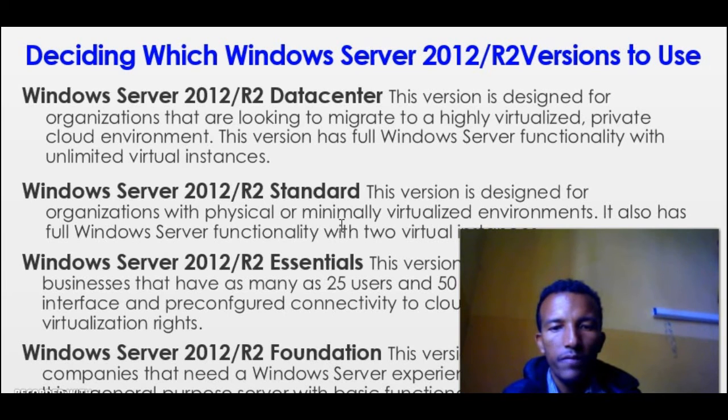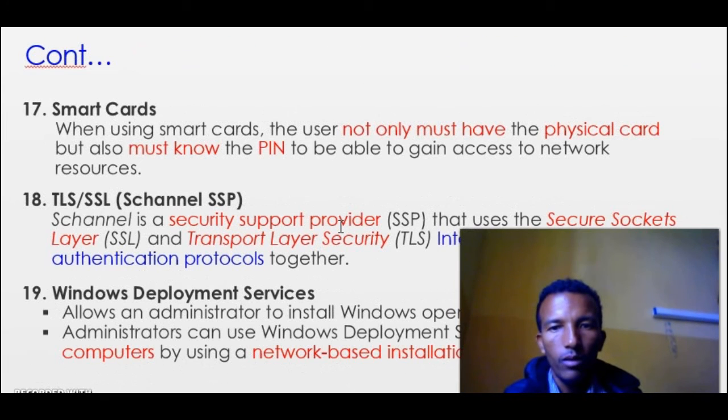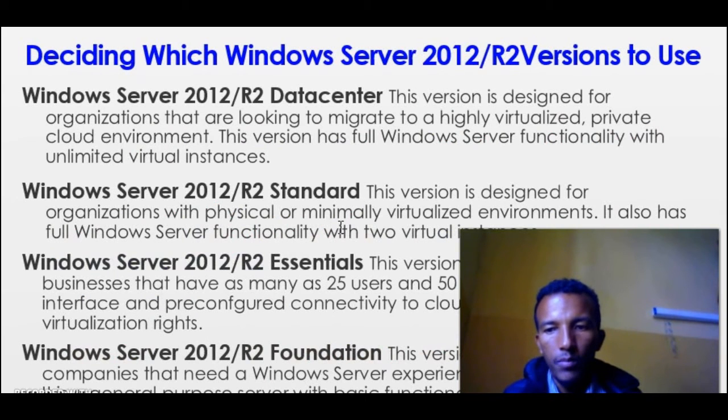The other version is Foundation. This version is designed for small companies that need a Windows Server experience for as few as 15 users. It's a general purpose server with basic functionality but no virtualization rights, like Essentials. But on the Datacenter and the Standard, we can use virtualization, or you can apply Hyper-V.